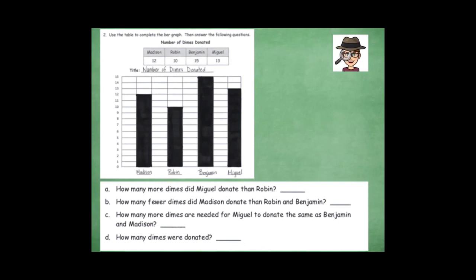Nice job capturing all of the donation data in your bar graph. I can clearly see who has donated the most dimes at first glance. Let's work to answer the questions at the bottom of the page. A. How many more dimes did Miguel donate than Robin? B. How many fewer dimes did Madison donate than Robin and Benjamin? C. How many more dimes are needed for Miguel to donate the same as Benjamin and Madison? And D. How many dimes were donated? That's the total amount. Pause the video and press play when you are ready to check your work.